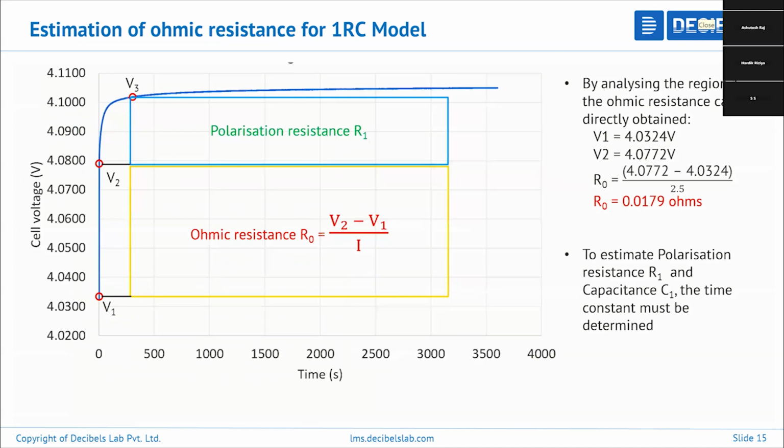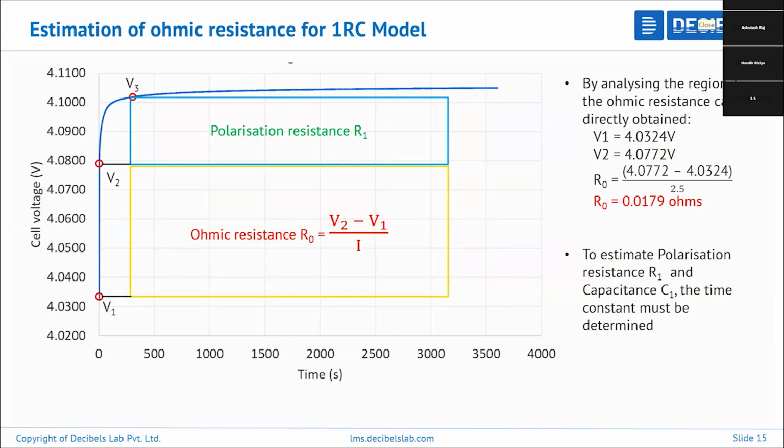For the ohmic resistance, it is basic. You just take the difference of your voltages, V2 minus V1, and divide by the value of the current you applied. Based on that, you get your ohmic resistance. Here I have shown one numerical example: during the test, your voltage went through these changes, and based on them we got 0.0197 ohms.